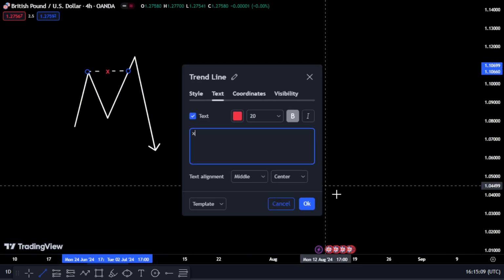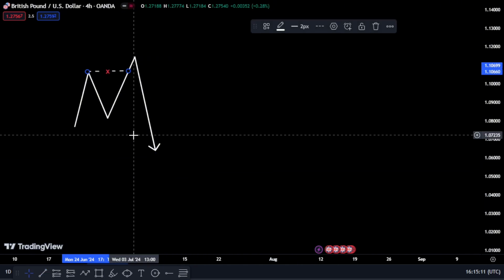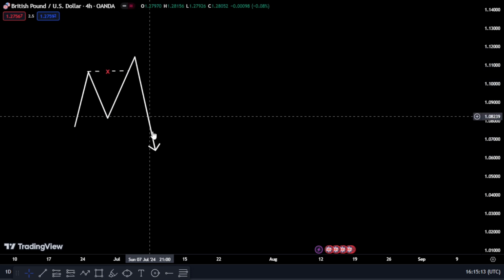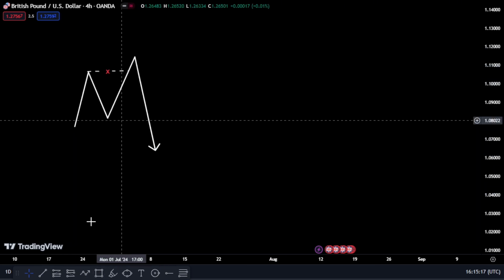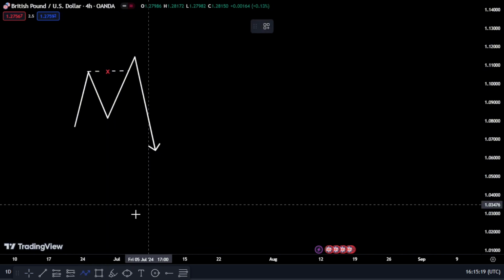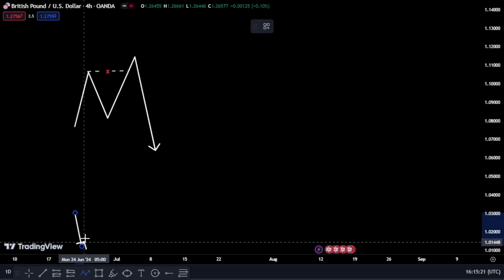Your stop loss ends up being taken out, and what happens? The market tends to sell in your direction. So that's for the double top. And then for the double bottom, the same thing happens.